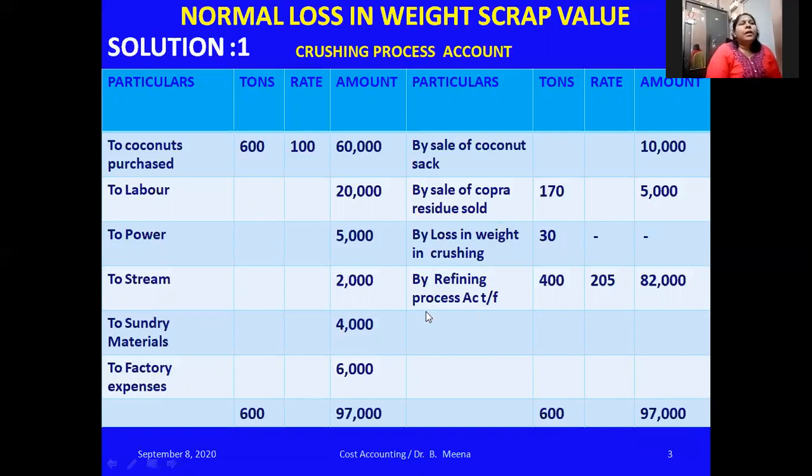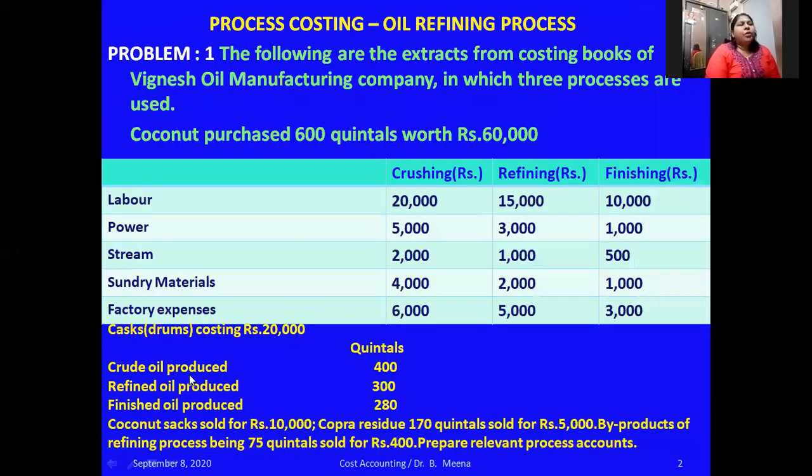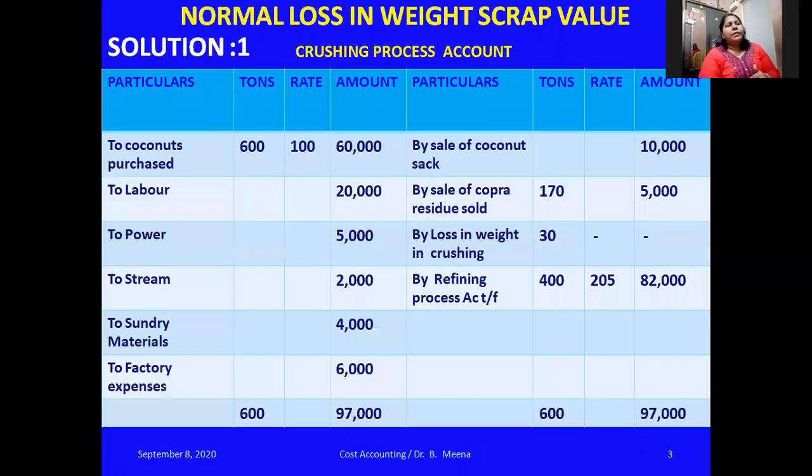And then the output is given for the crushing process. Look at the problem. The output is given: crude oil produced is the output in the crushing process. You must have practical thinking about where you will get crude oil in the crushing process, where you will get refined oil in the refining process, and finished oil in the finished process. So their respective outputs were given. We can make use of this information to find out if there is any loss in weight during each process, right?